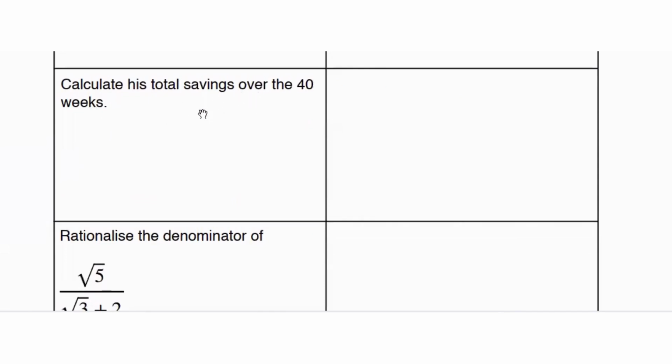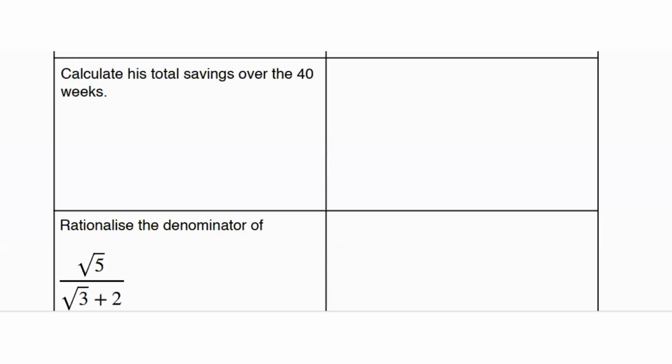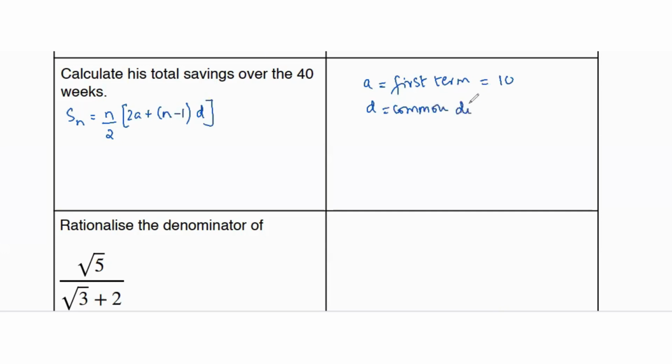Calculate his total savings over the 40 weeks. Since this is an arithmetic progression, because we saw a common difference of 6 between each of the terms, we're going to use the sum of an arithmetic sequence, which is Sn equals n over 2 times 2a plus n minus 1 times d. A is our first term, which is 10. D is our common difference, which is 6. And n is going to be 40 because that's the number of weeks that they're talking about.